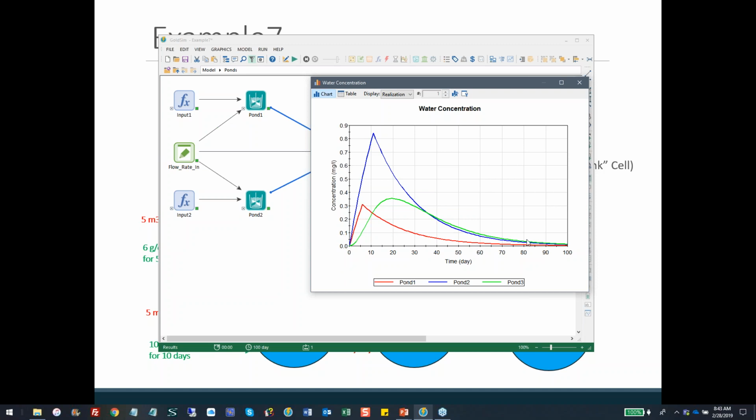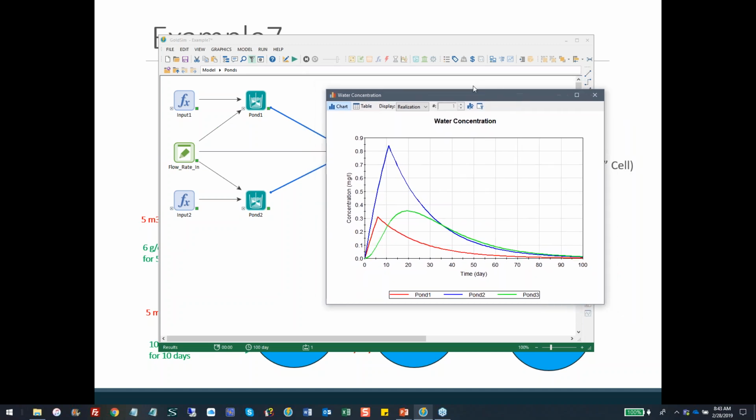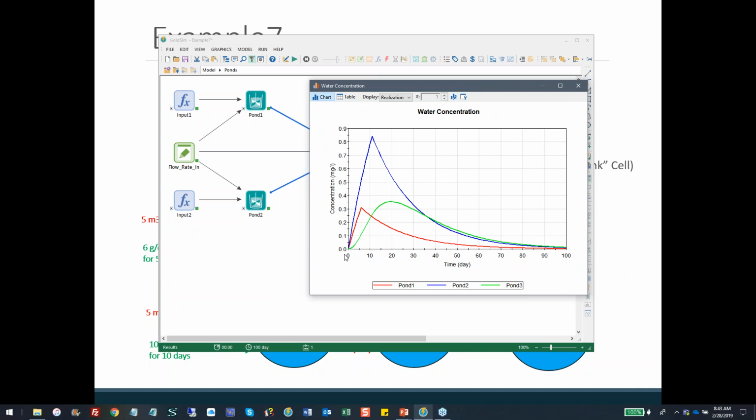That mass happens to be flowing into pond 3. Similar situation with pond 2. There was more mass added, and it was added for a longer time period. And then it slowly flushed out. These 2 masses are flowing out of pond 1 and pond 2, and they're flowing into pond 3. And so there's the concentration in pond 3.